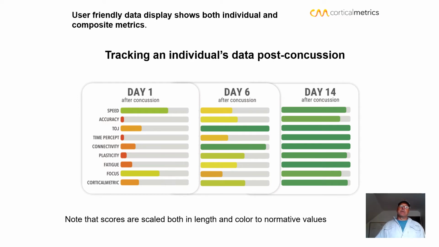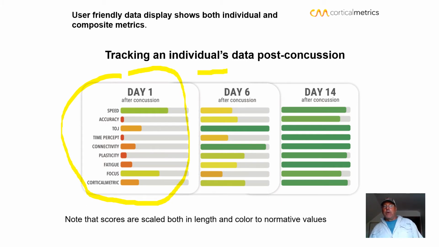The first example is from post-concussion data. Day 0 is the day of concussion, and day 1 is one day after the concussion. You can see here an example of not so great scores, and the scores get better with time. As the person recovers, these scores are getting better. If you don't want to look at all the different bars, you can just look at the cortical metric. Notice how it is getting better and better with each subsequent data plot.